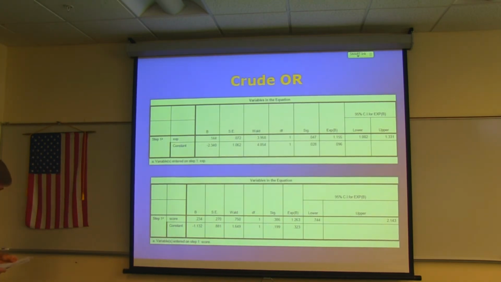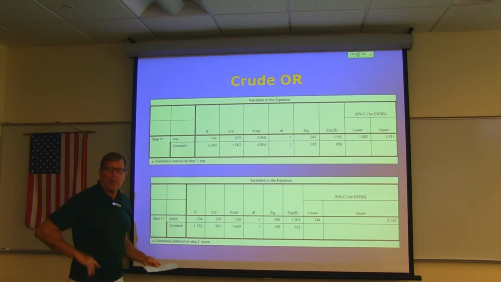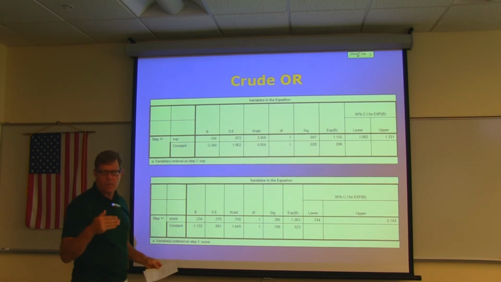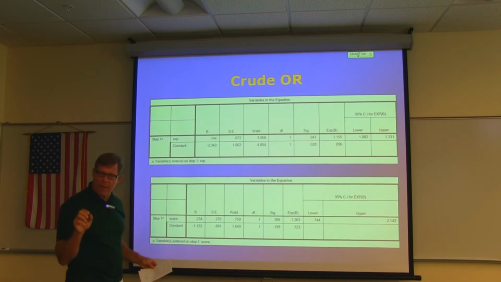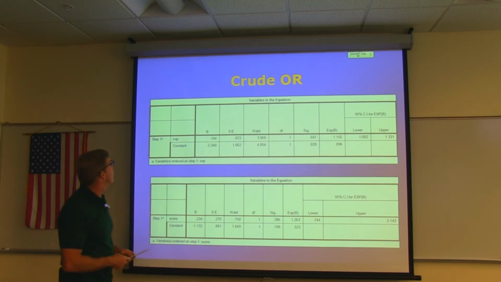Crude odds ratio versus adjusted odds ratio. Okay, we need to remember that distinction. The adjusted odds ratio takes into account confounds. So if the crude OR and the adjusted OR are similar, we know that there's not really a whole lot of effects of confounds. If the crude OR and adjusted OR are not real similar, we know that the OR is being affected by other confounding variables.